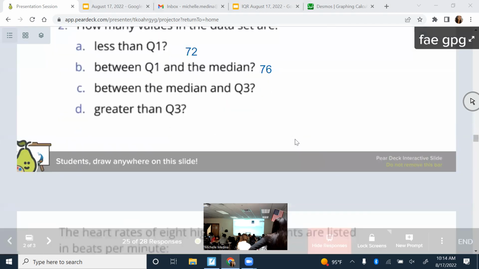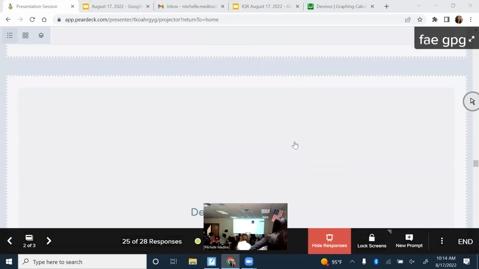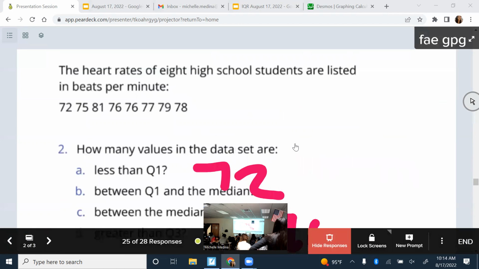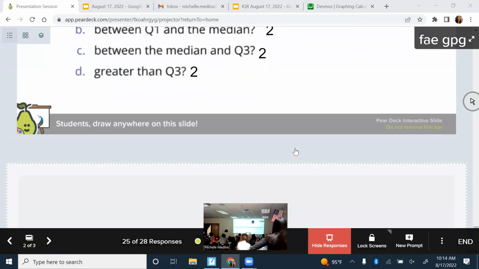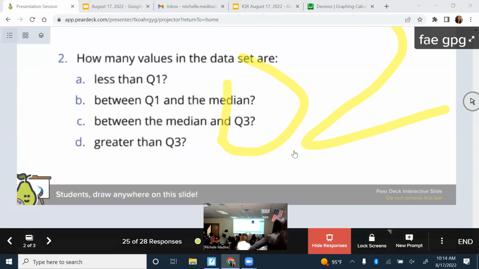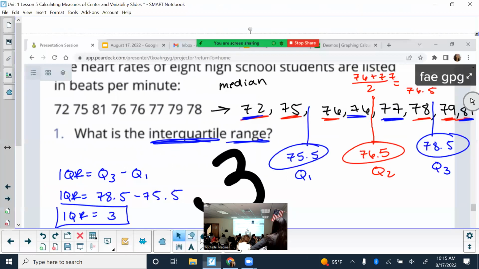All right, honestly, so far I'm more impressed than I was first hour because I see several correct answers. And the correct answer is 2 for every single answer. And doesn't that make sense? Because what do the quartiles split the data into? Into quarters. Whatever amount that data is, it splits it into 4 even quarters.